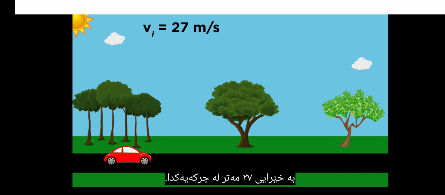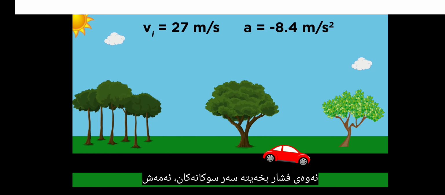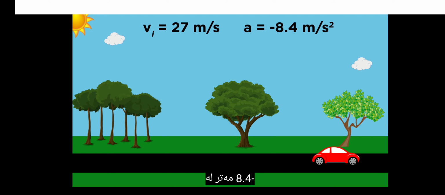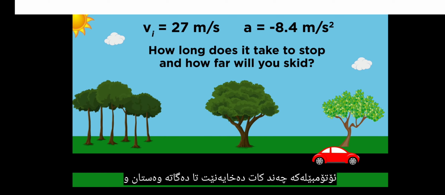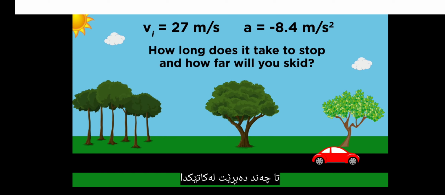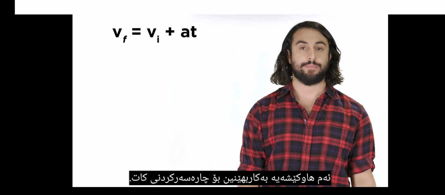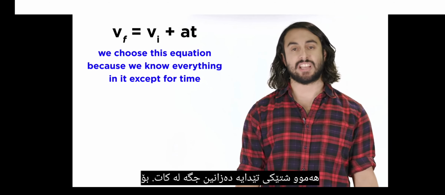Let's now consider a car that is already in motion with a velocity of 27 meters per second. Let's say you need to stop suddenly, so you press on the brakes, initiating a rapid deceleration of negative 8.4 meters per second squared. How long will it take the car to come to a stop, and how far will it travel while your foot is on the brake? Once again, let's use this equation to solve for time. It must be this equation because we know everything in it except for time.